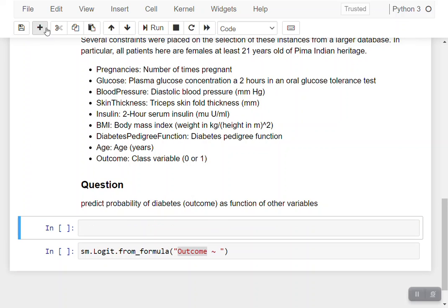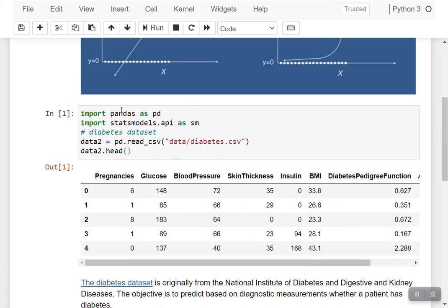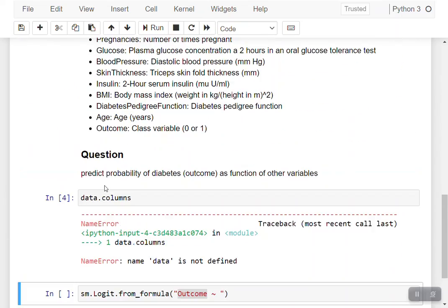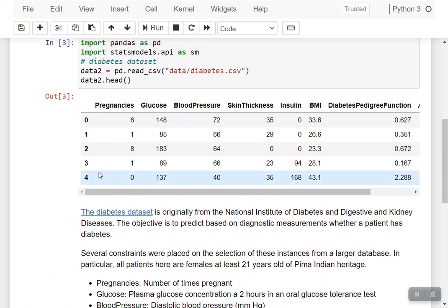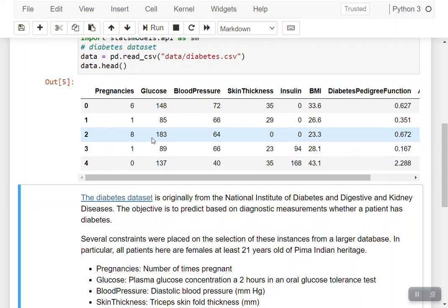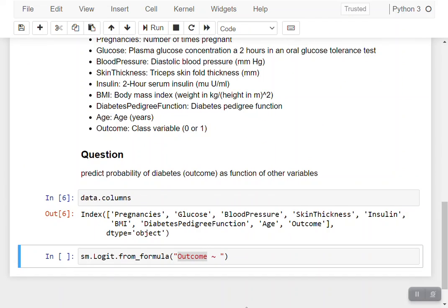Let's take a look at the columns in the data here. So I'm going to do data.columns here. We need to make sure we have imported the data first. And if I do data.columns, it's actually data2 for some reason. So let's call this data2 instead. So data2.columns.